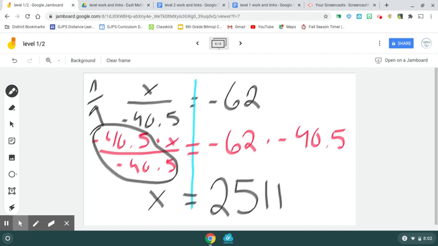2,511. So that, again, is just one way to solve a one-step equation when it comes to multiplication and division.